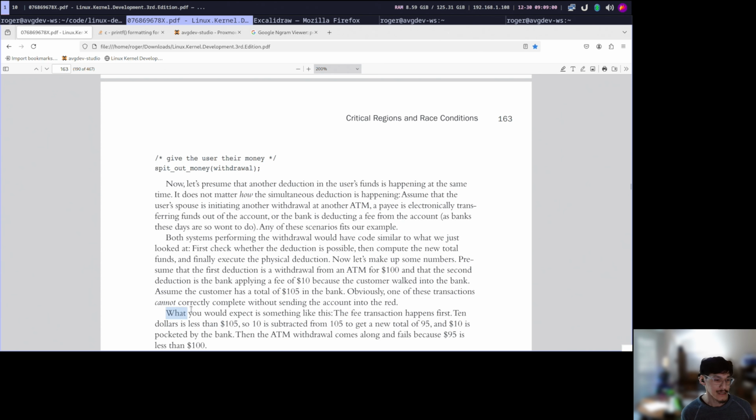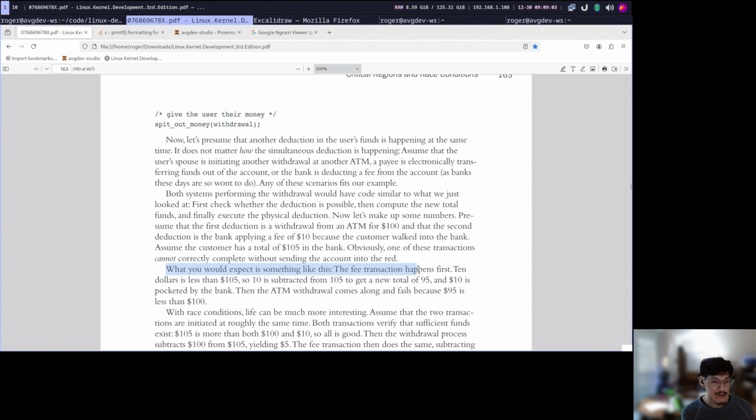So what you would expect is something like this. The fee transaction happens first. Oops, the fee transaction, not me. So the $10 is first. $10 is less than 105, so 10 is subtracted from 105 to get 95. And then when I come along and withdraw, it fails because 95 is less than 100. I wanted to withdraw 100, but only 95 was in the balance. So this is an example of how there's no concurrency. Everything's happening serially in this case.